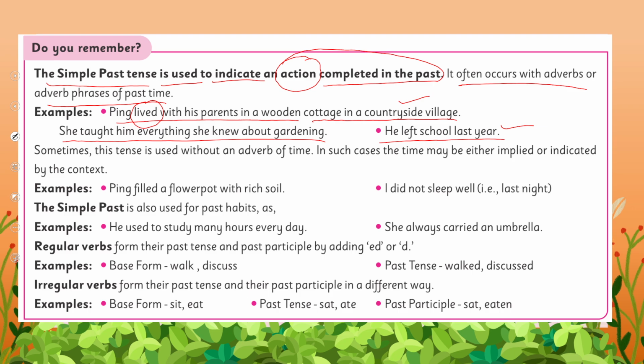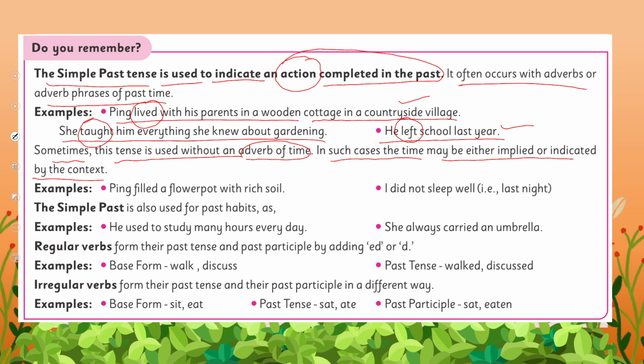Now, all these are simple past tense with or without adverbs or adverb phrases, but they have something in common. They are all in the past and in the simple form. You can clearly see that the verbs have been used in the second or third forms to show that it has happened in the past. Sometimes this tense is used without an adverb of time. In such cases, the time may be either implied or indicated by the context.